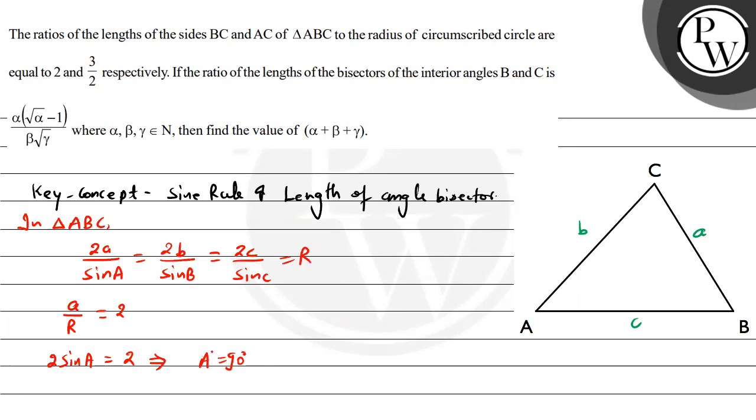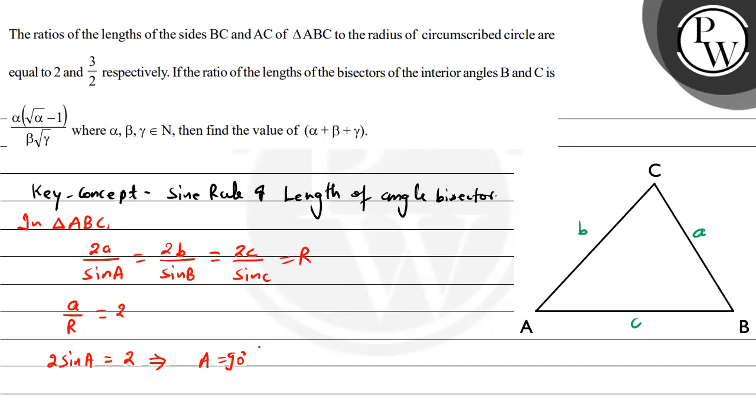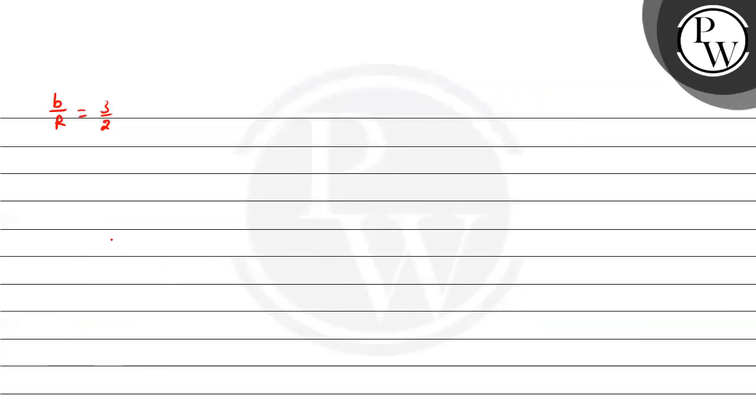Now again they have given the ratio of side AC. AC is this, that is b, and to the circumradius, basically they have given the b by R. So b by R is equal to 3 by 2 they have given. So from the sine rule, from here we can calculate the value of b by R, and that is 2 sin B. All right, so 2 sin B is equal to 3 by 2, and sin B is equal to 3 by 4. ठीक है, तो हमें दो चीजें पता चल गई, एक तो angle A that is 90 degrees and sin B is 3 by 4.